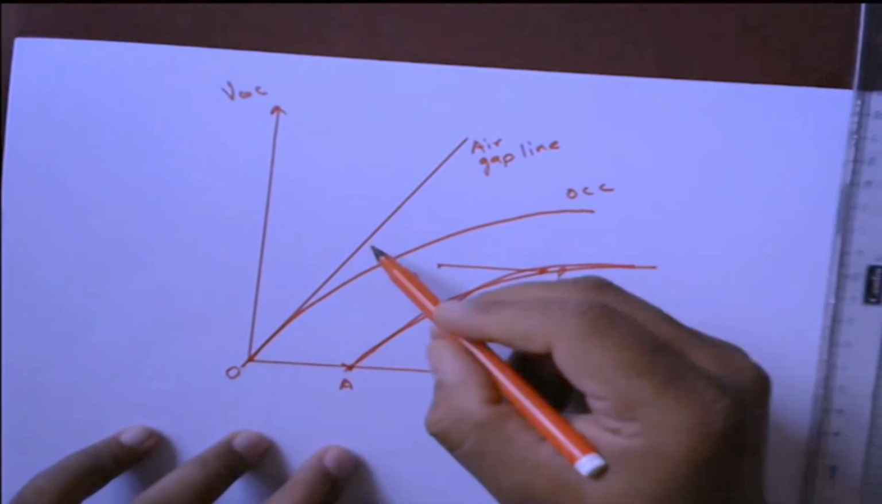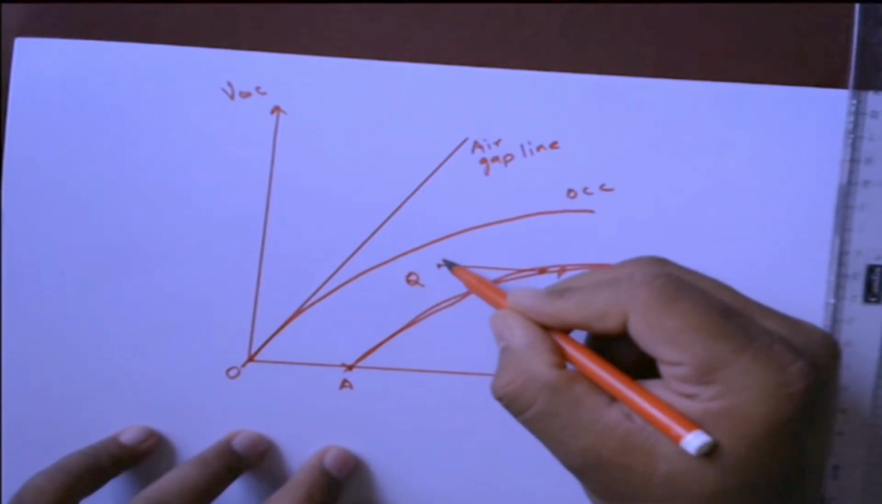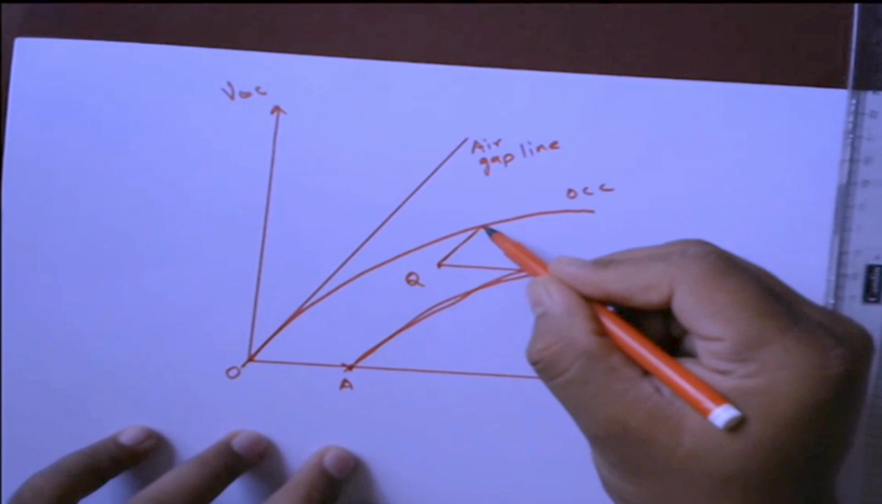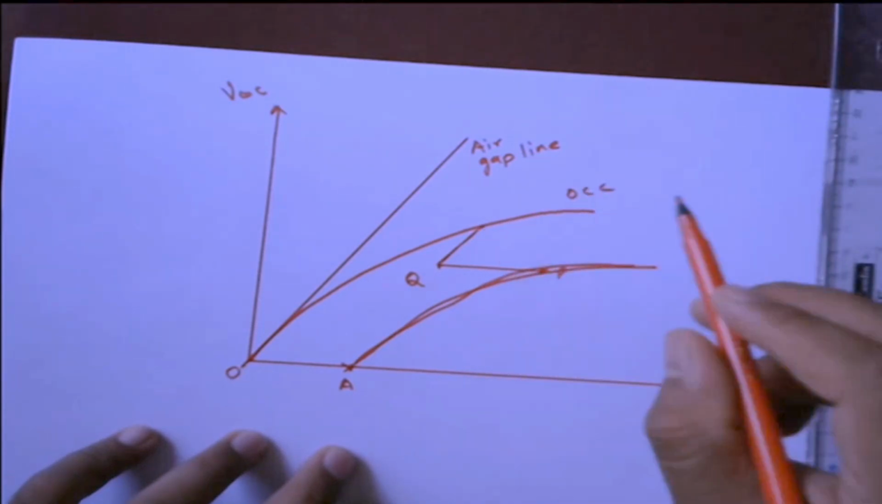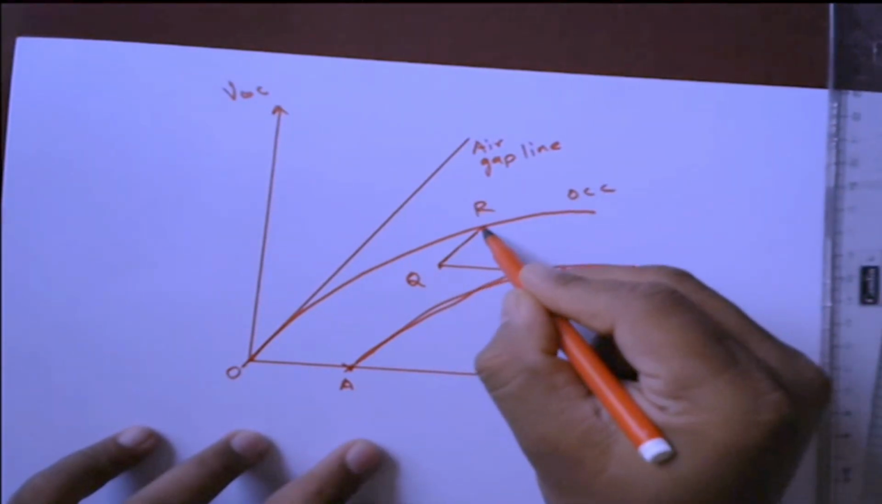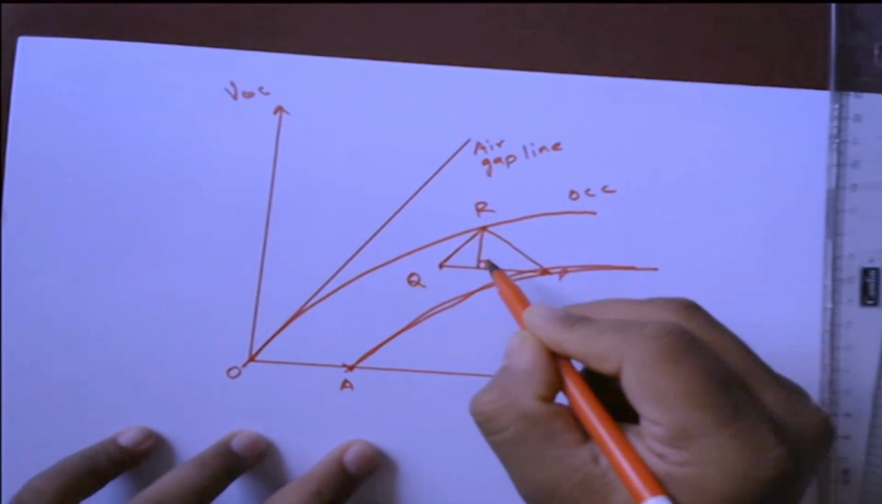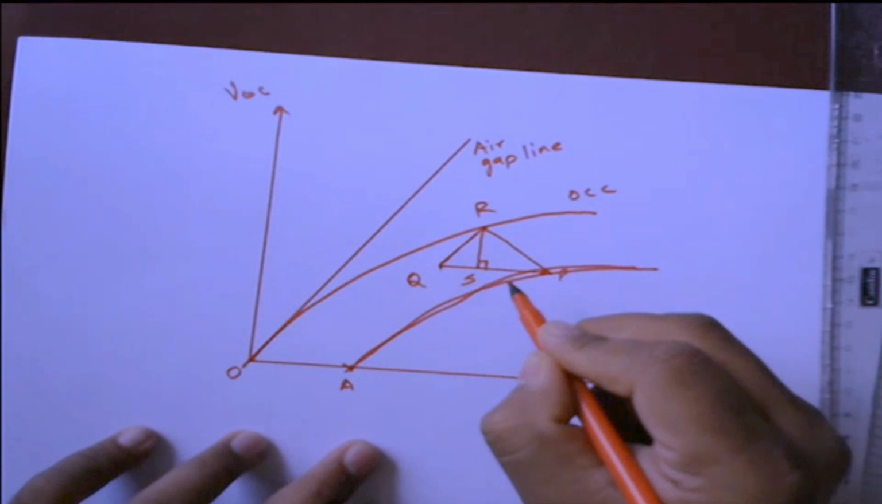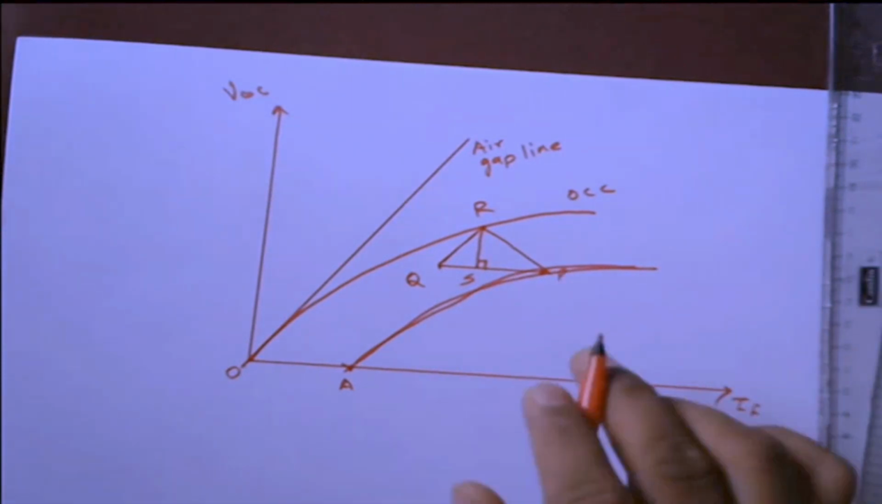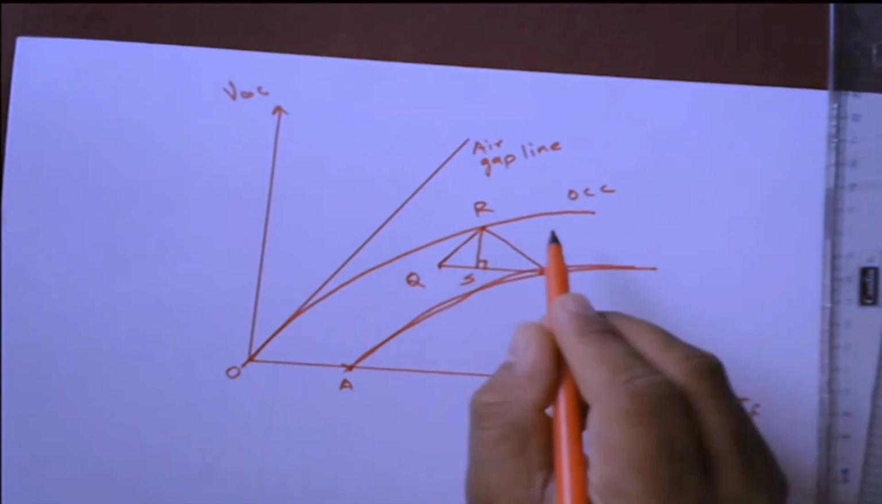After that, just draw a line parallel to the air gap line from point Q, which will intersect the open circuit test characteristic, and this point is R. After that, join RP, and the next step is to draw a perpendicular from point R, which will give you point S. So once this is plotted, this triangle is nothing but the Portier triangle.